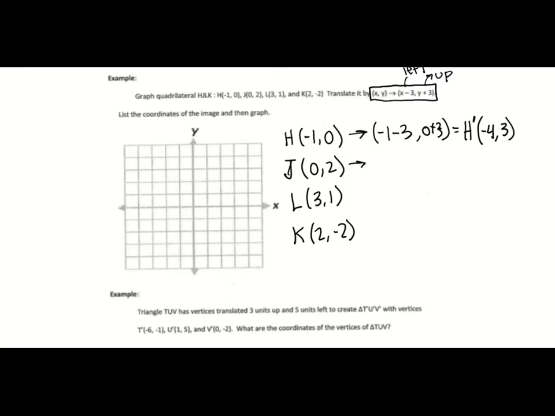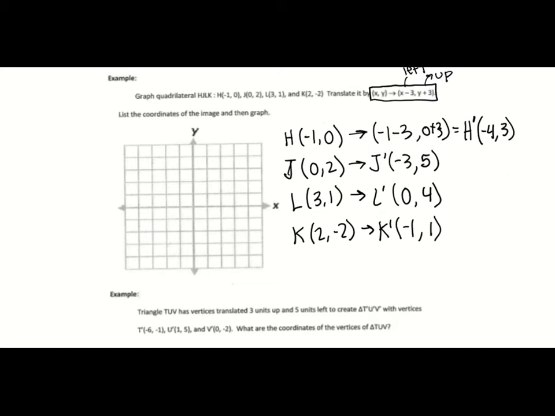Let's do the same for J. So J, I'm going to get my J prime. 0 minus 3 is -3. 2 plus 3 is 5. L prime, 3 minus 3 is 0. 1 plus 3 is 4. Last one, K prime. 2 minus 3 is -1, and -2 plus 3 is +1. So now I have my 4 new points, so I can graph my pre-image and my image.